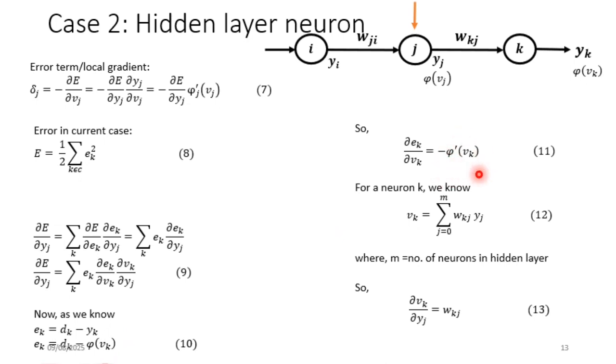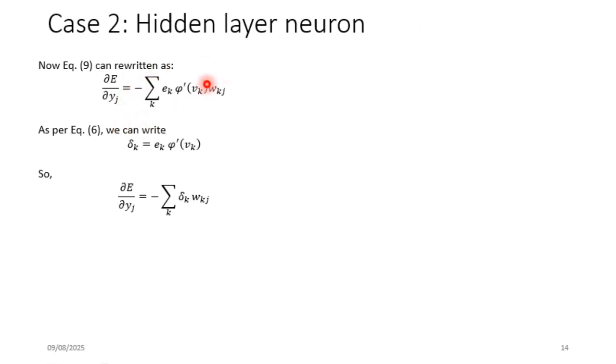Now for neuron k, we can depict the weighted sum as vk, the summation of wkj yj, where m is the number of neurons in the hidden layer. From this we can compute partial derivative of vk with respect to yj, which is given as wkj. Now after substituting all the values, we have obtained partial derivative of e with respect to yj as this. And we know that delta k is equivalent to ek phi dash vk, so this can be written like this, right?